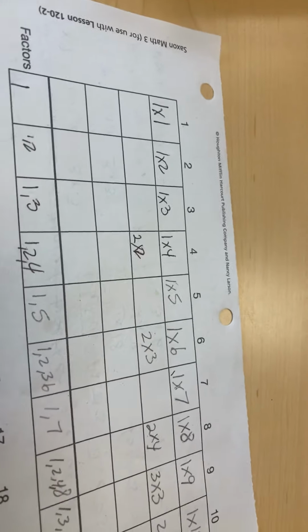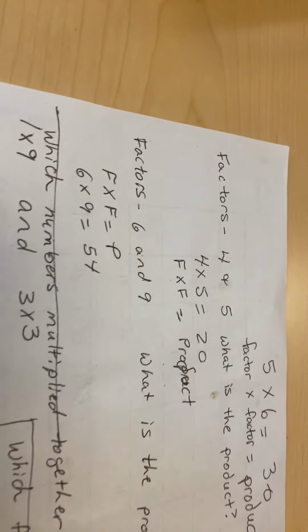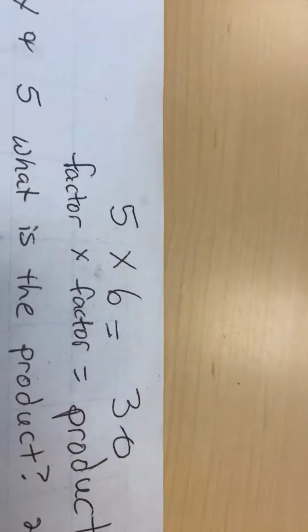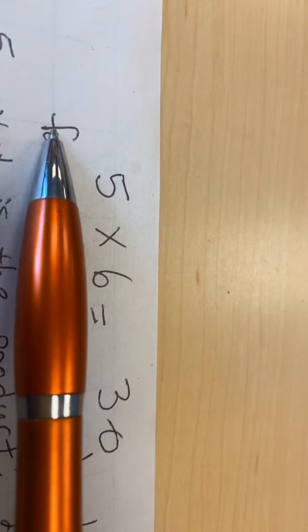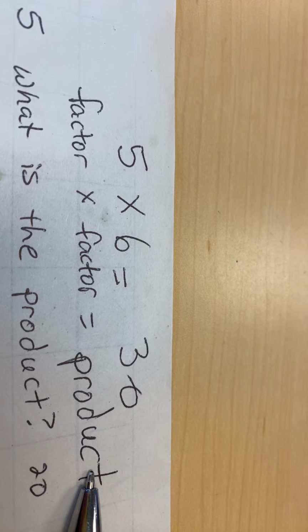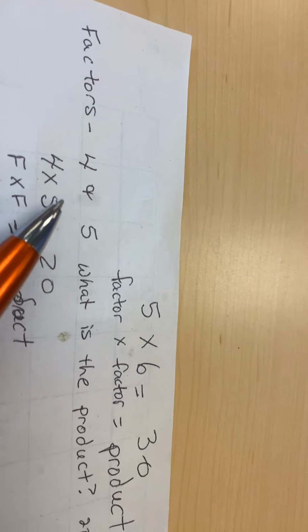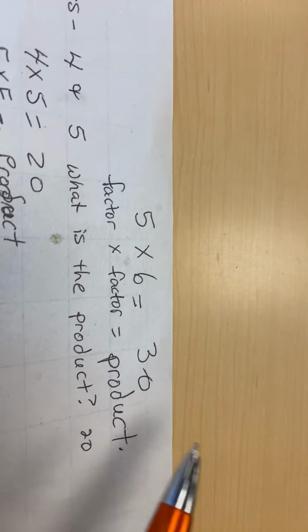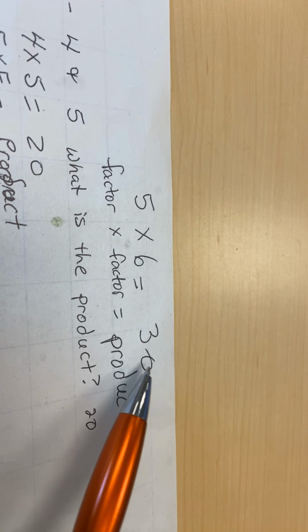Right. The next part that I am teaching you is this page. This is a factoring page, but I'm going to explain it first. For example, 5 times 6 equals 30. The 5 is called a factor, the 6 is called a factor, and the product is the answer. So the factors of 30 are 5 and 6, and the product is 30.